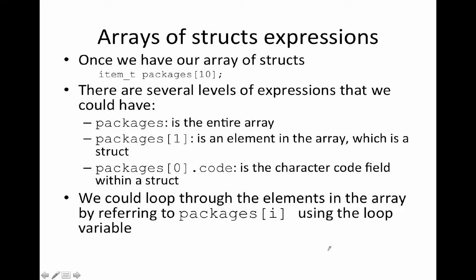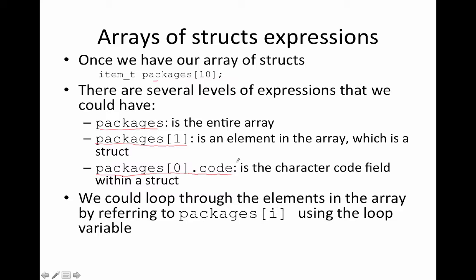Once we have our array of structs, packages, there are several levels of expressions that we could have. If we just said packages, that's the entire thing, the array of structures. Since it's an array, we can refer to an individual element in the array. For example, packages[1] is the second element in the array, which is a struct. Since that is a struct, we can use the dot operator to refer to members of the struct. For example, packages[0], the first element in the array, which is a struct, dot code, is the character code member within that struct.